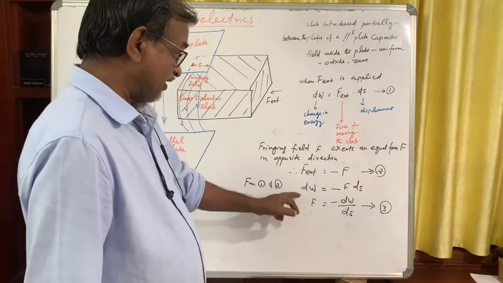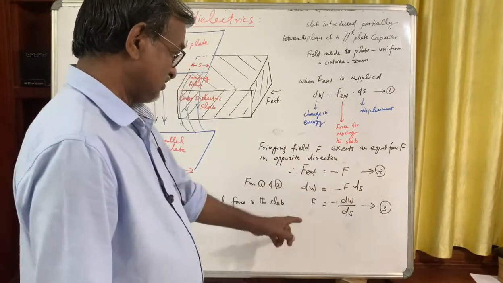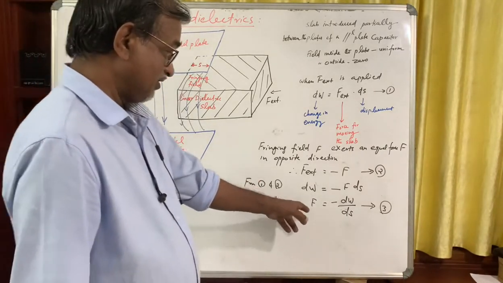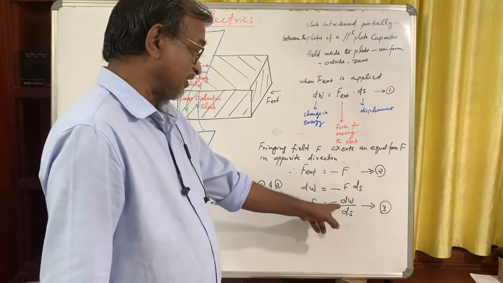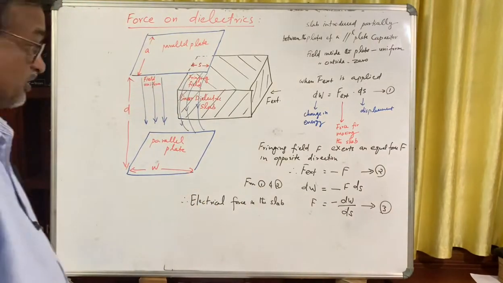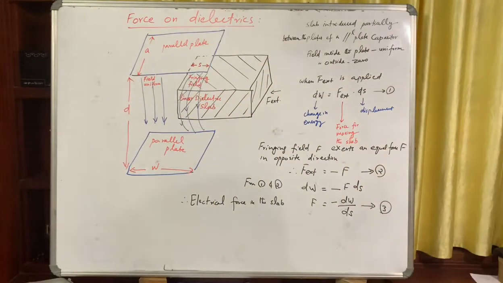So what would be the value of dW? dW becomes, instead of this, minus F into ds. So the electrical force on the slab, F, is equal to minus dW by ds. That is equation number 3. Then we have to calculate the value of W, and by getting the value of W, we have to differentiate it with respect to the distance.